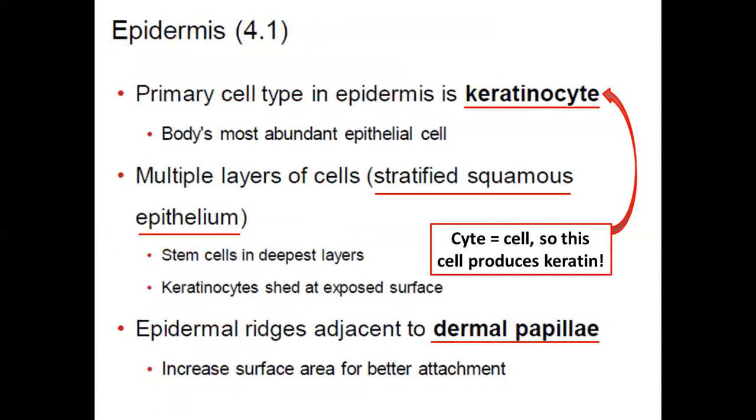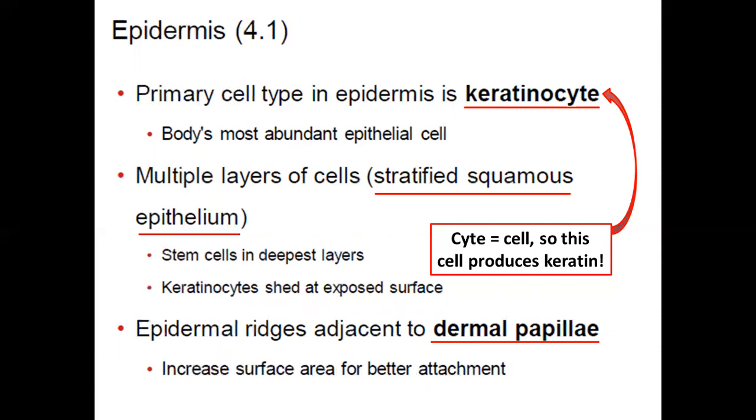The primary cell type in the epidermis is called a keratinocyte. Remember, cyte is the root word for cell. So these are cells that produce keratin. So these are the major cells, the individual cells are called keratinocytes. But the epidermis is this really thick layer of stratified squamous epithelium. And there's actually stem cells. So a unique characteristic of epithelial tissue is that epithelial tissue can renew itself. It can divide and repair and renew itself.